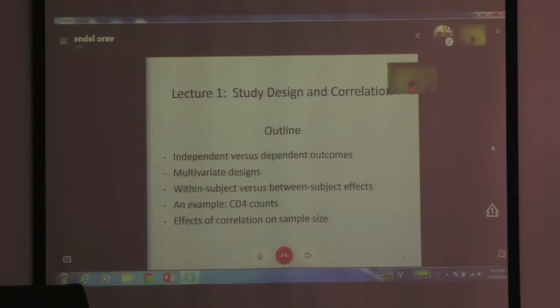And then part of design is going to be sample size. When you're designing a study, it's not only recognizing that you'll have correlated outcomes and anticipating how that correlation will affect your answers, but also it's going to affect the sample size that you need in order to do the study. So that topic is also embedded in today's talk.